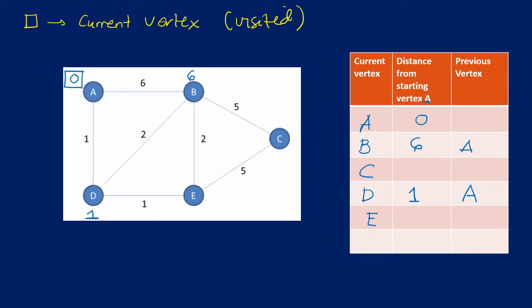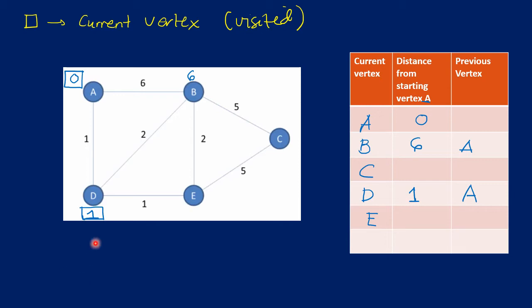Now, what is the next vertex that we are going to visit? We will always visit the vertex that has the smallest distance. Since that distance is 1, D is closer to A, right? Because this is 1, this is 6. So my current vertex now is vertex D.